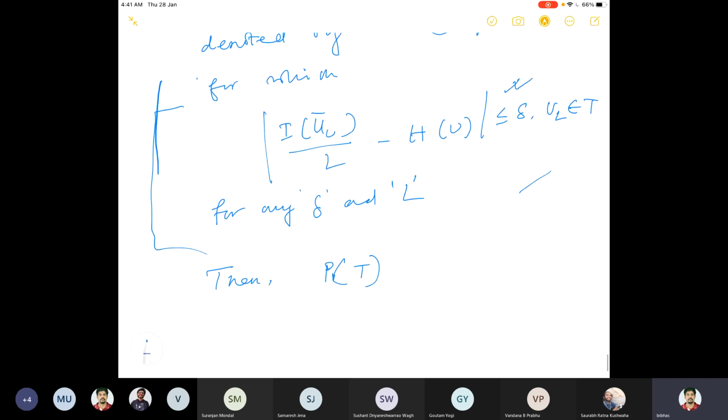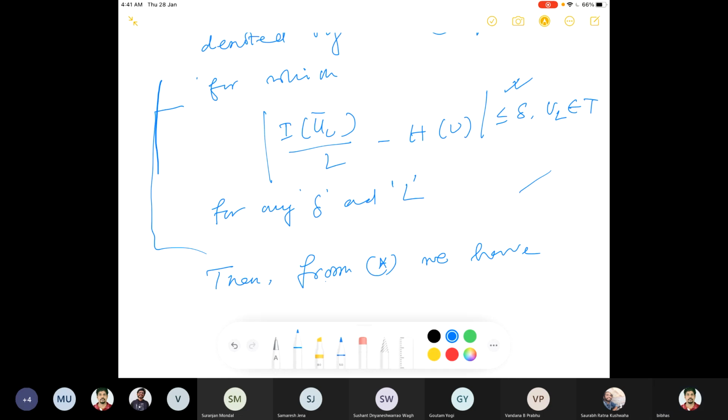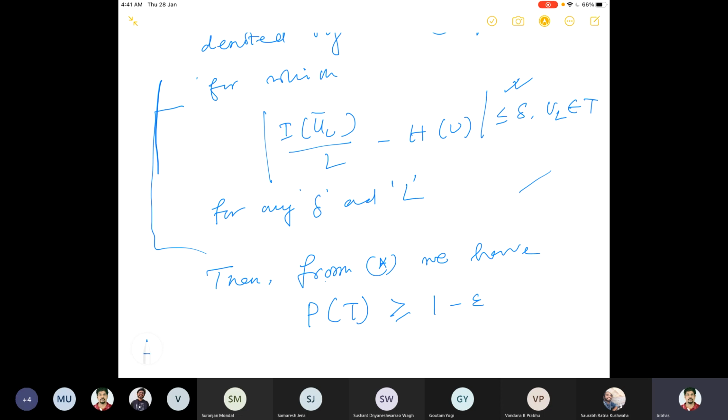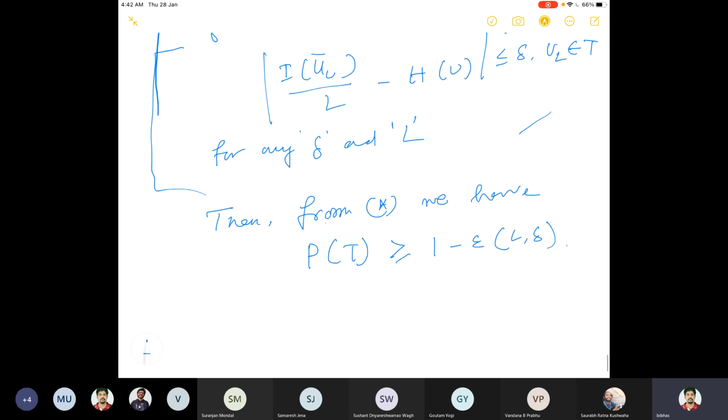Then from star, we have the probability of T. I'll use this later on, so that's why I'm just denoting it. So I have this observation first of all.